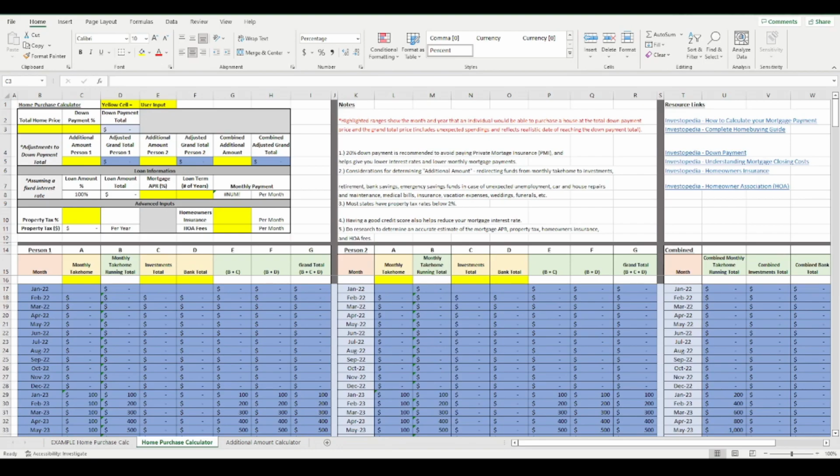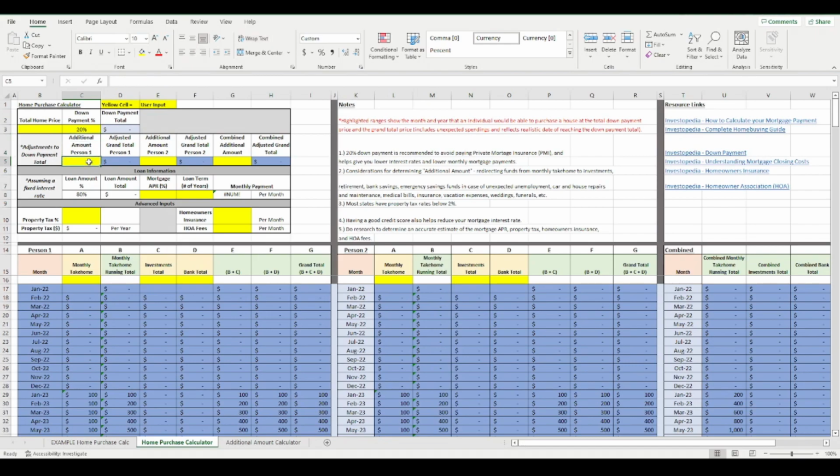Throughout the spreadsheet, the yellow highlighted cells represent a user input. On the top left, we first begin with inputting the total home price, the down payment percentage, which is recommended to be 20% in order to avoid having to pay for private mortgage insurance, PMI. The special thing about the spreadsheet is that it takes into account an additional amount, which can be considered to be a buffer amount that is added on top of the down payment total to give you a more accurate and realistic date that you will be able to afford the particular down payment amount.